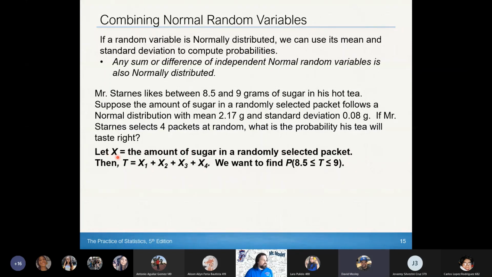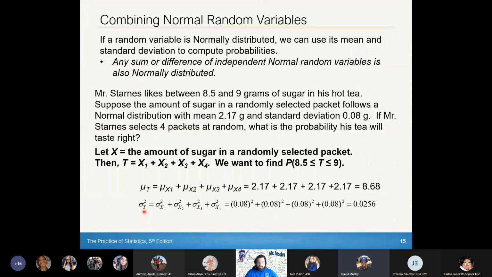So we're going to have x be the random variable, and it equals the amount of sugar in a randomly selected packet. And then t will be the random variable that represents the total amount of sugar in Mr. Starnes' tea. Right? And it's comprised of 4 randomly selected packets of sugar. We want to find the probability that t is greater than or equal to 8.5 and less than or equal to 9. So first we find the mean of t by adding up the mean of each of the random variables, which is all the same. 2.17, 4 times, we get 8.68.